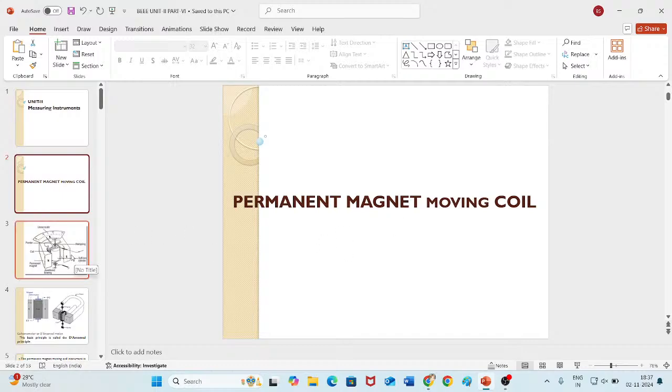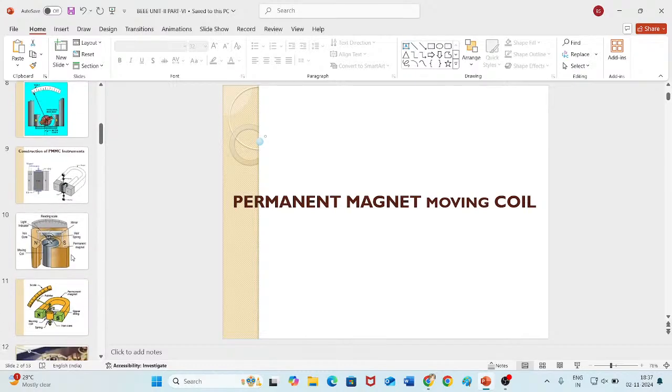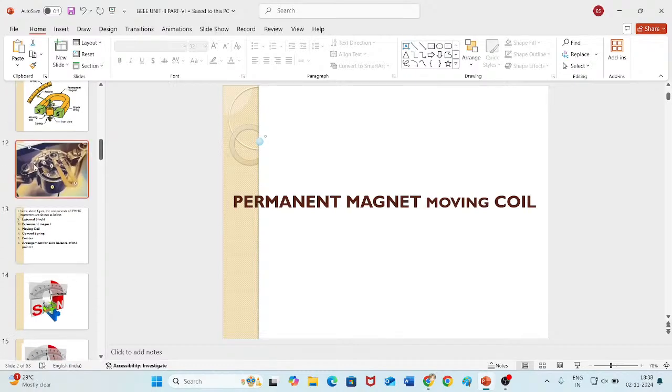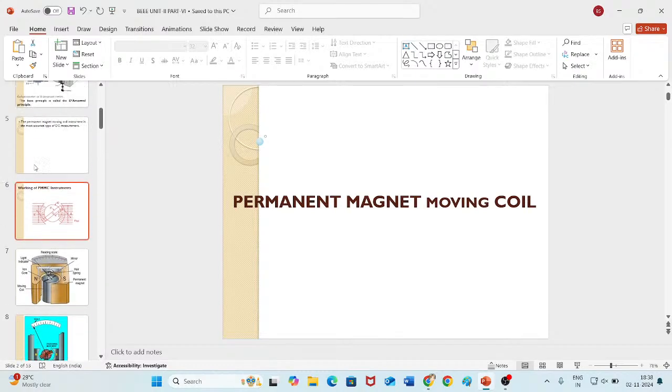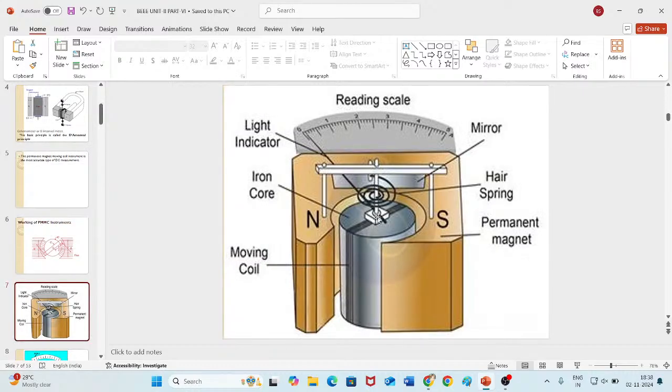Let me see, do I have any image? So this is permanent magnet moving coil. It is a meter. Okay, so you know meters.